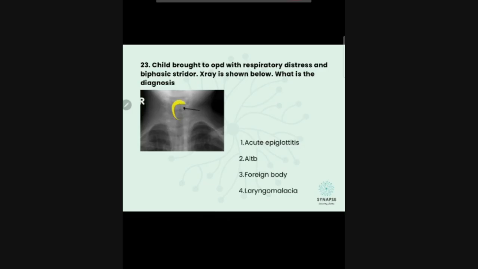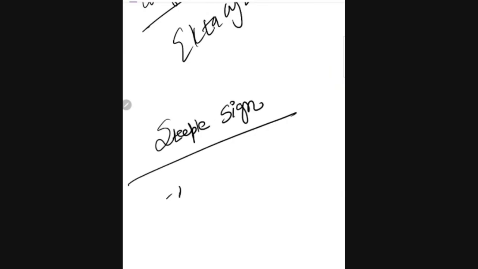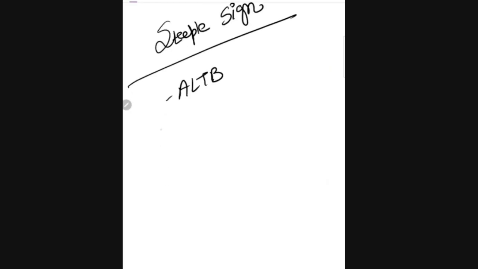Where do we get the steeple sign? We get the steeple sign in ALTB. In laryngotracheobronchitis, or croup, it is more commonly caused by the parainfluenza group of viruses.